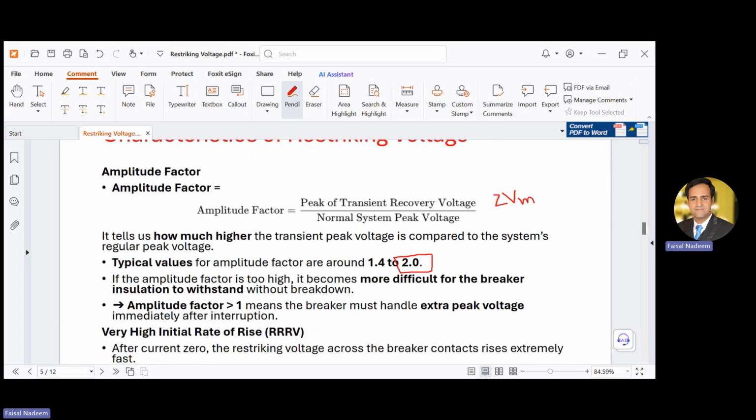If the amplitude factor is too high, it becomes more difficult for the breaker insulation to withstand it without breakdown. So the amplitude factor should be as close to unity as possible. Otherwise, if its value is more, it means the transient recovery voltage is high, so there is a high probability that the arc will reignite.